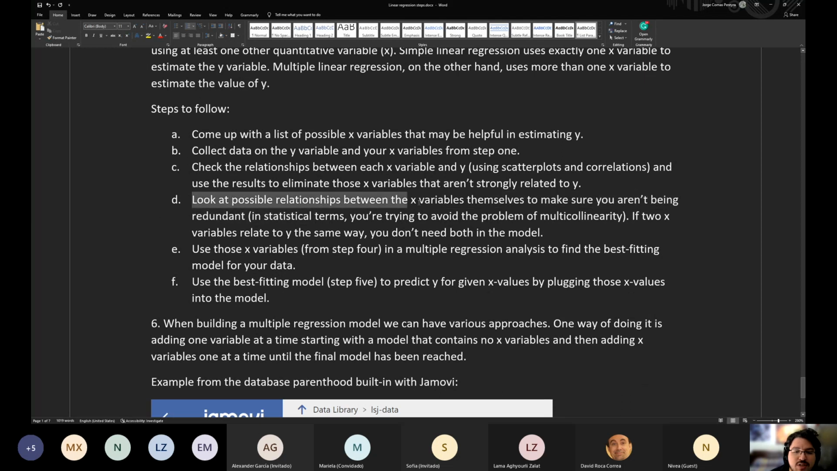Then you look at possible relationships between the predictor variables. So you check that they are not redundant. This is the same as saying that you're looking for problems of multicollinearity. Okay. The idea is that if two predictor variables are related with each other and relate in the same way to the outcome variable, you don't need them both. And if you had them both, you will have trouble assigning the proper parameters to those variables. Okay.